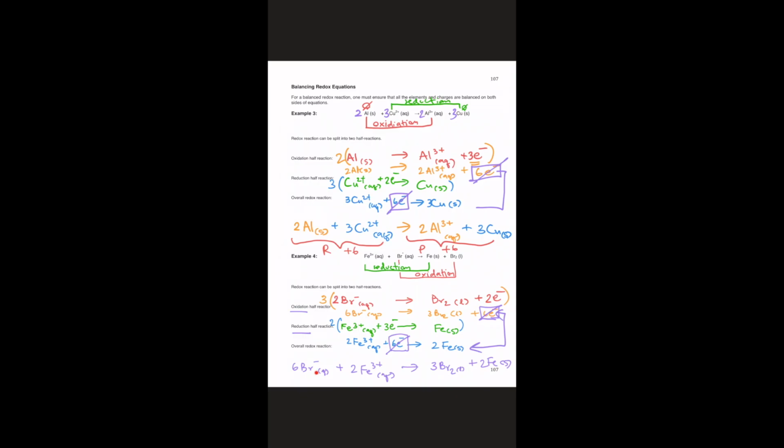So we have the element 6 bromine on the reactant side. We also have 6 bromine on the product side, right? 3 times 2 is 6. That's good. 2 iron, perfect. Next, check the charge. So 6 multiplied by negative, so 6 negative, plus 2 multiplied by 3 plus, that would be plus 6. Minus 6 plus 6 equals 0. So the total charge on the reactant side is 0.